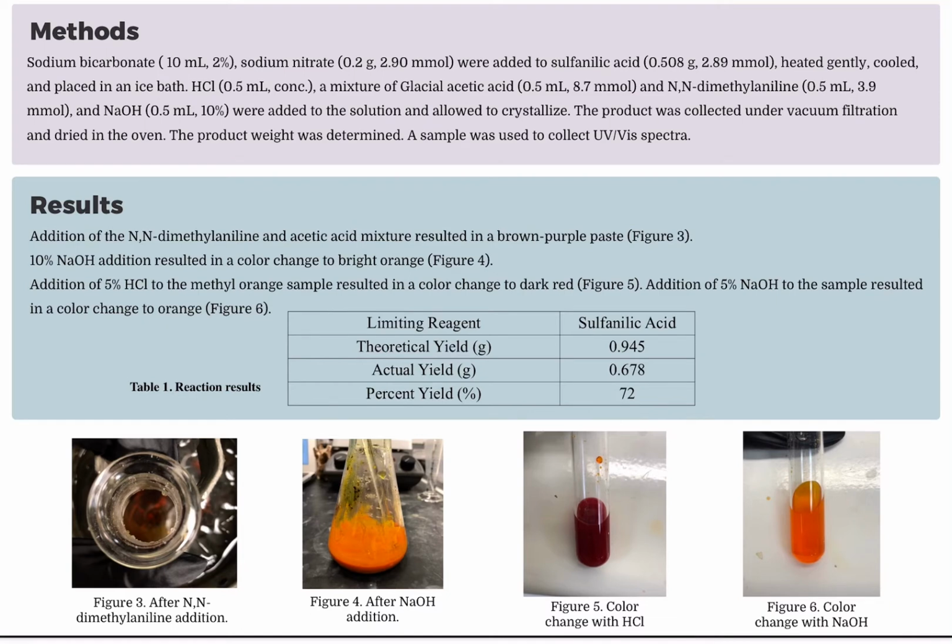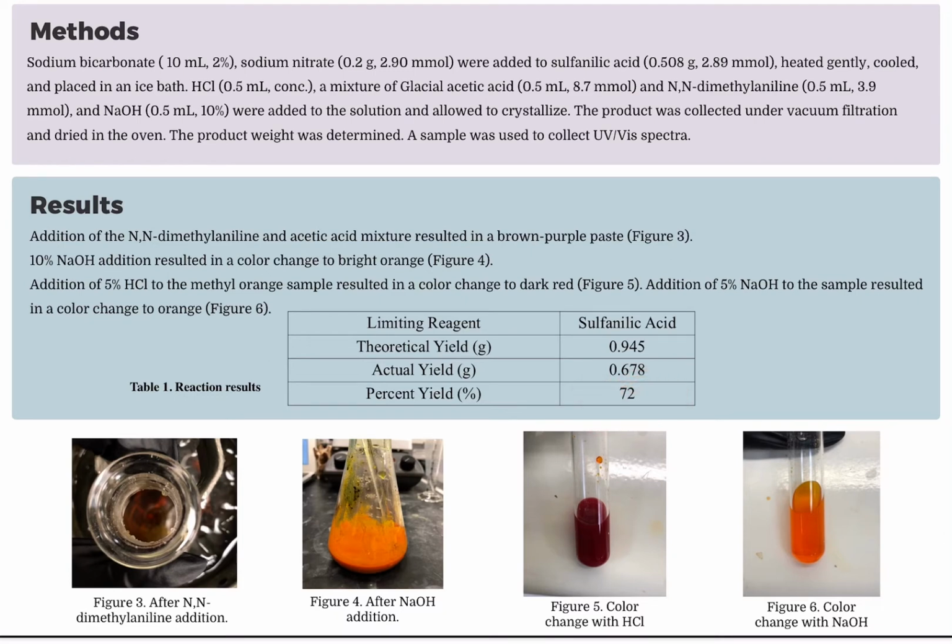The weight of the product was determined, and a small amount of product was combined with deionized water and divided into 2 cuvettes where hydrogen chloride and sodium hydroxide were added to collect UV-Vis spectra. The limiting reagent was sulfanilic acid, and the theoretical yield was 0.945 grams, and the actual yield was 0.678 grams, accounting for a total percent yield of 72%.